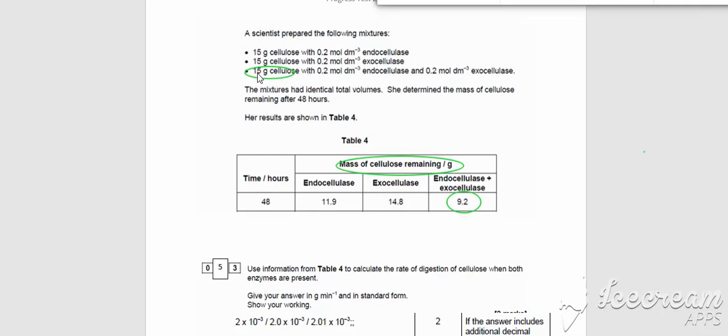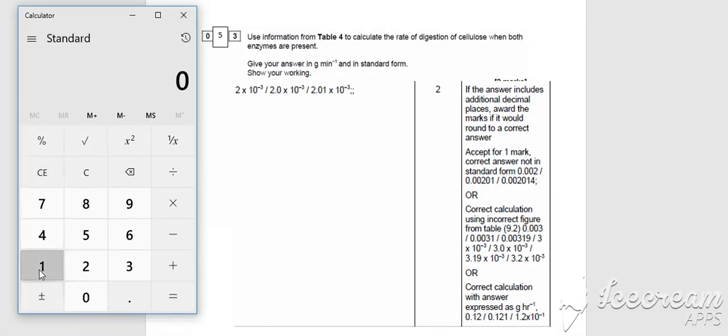So in order to work out how much has been used, we need to know how much it started off with, and it tells us in the question that there was 15 grams of cellulose at the beginning. So it started off with 15 grams of cellulose, and in the presence of both of those enzymes, after 48 hours, there was 9.2 left. So we do 15 minus 9.2, which gives us our answer of 5.8. So after 48 hours, 5.8 grams have been used.